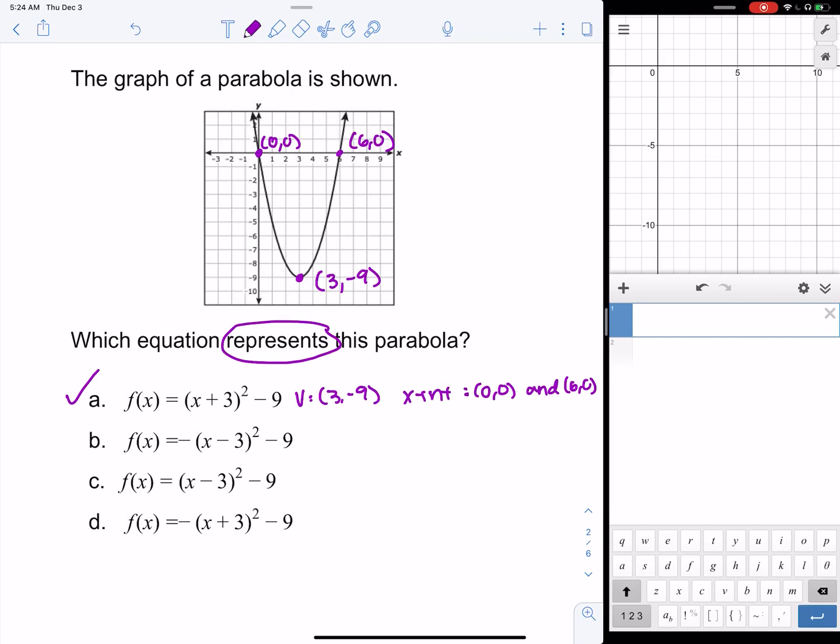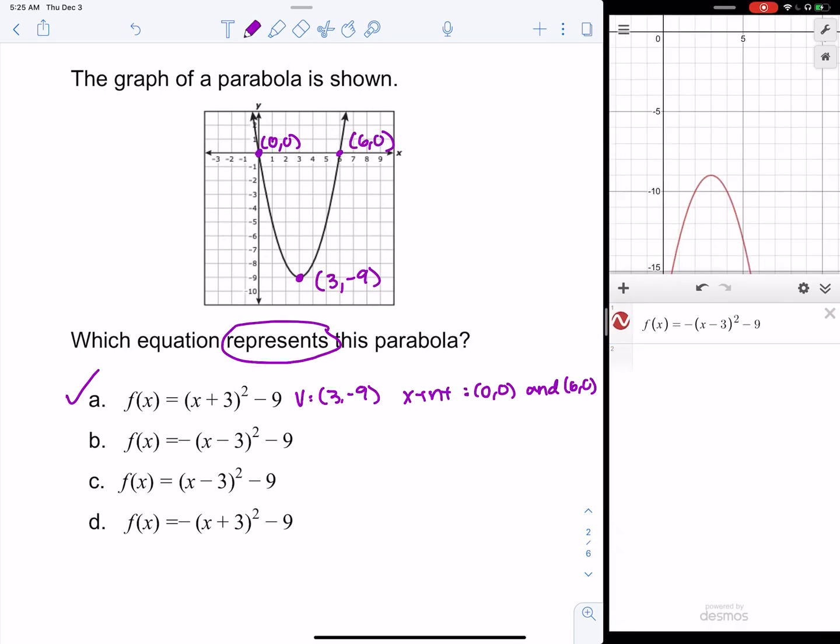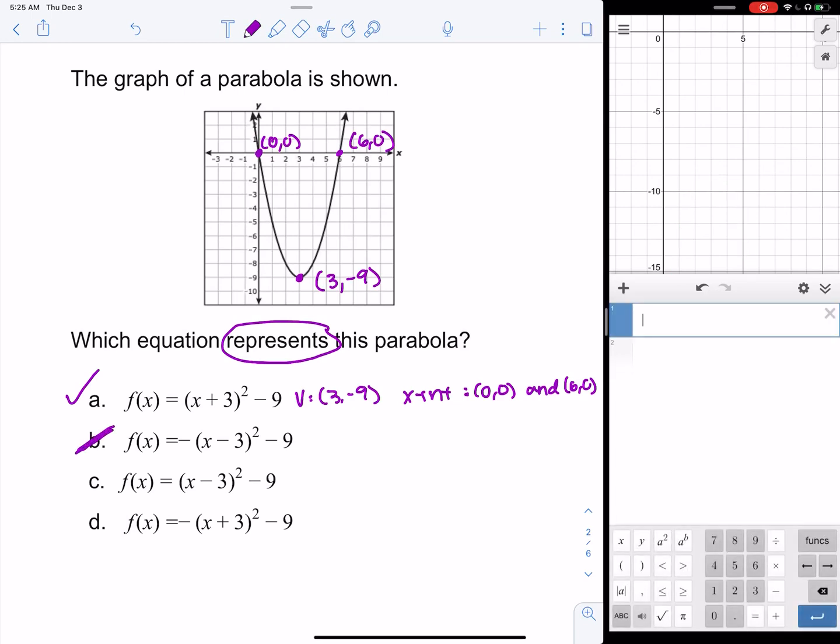Do the same thing. f of x equals negative (x minus 3) squared minus 9. And do you see how this graph doesn't look anything like my other one? It's facing down while ours is facing up. So we can automatically eliminate it. Don't even worry about finding anything because it doesn't look the same. f of x, so try the C, because remember, it's so important to try every single answer just because you might have made a mistake. And then you can go back and see what happened.